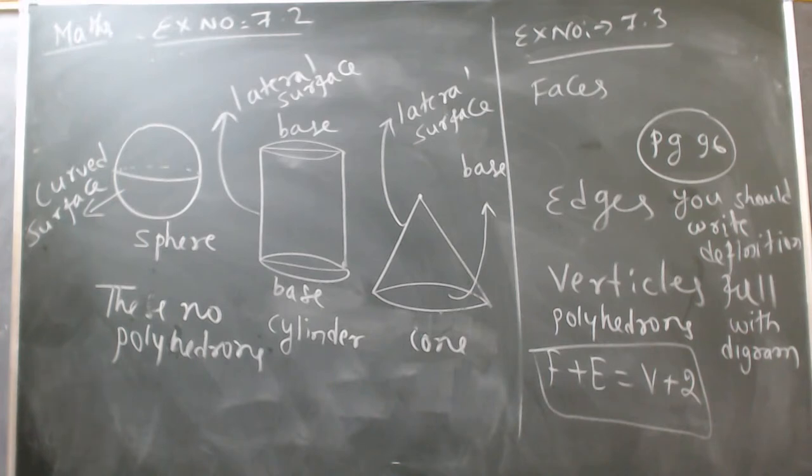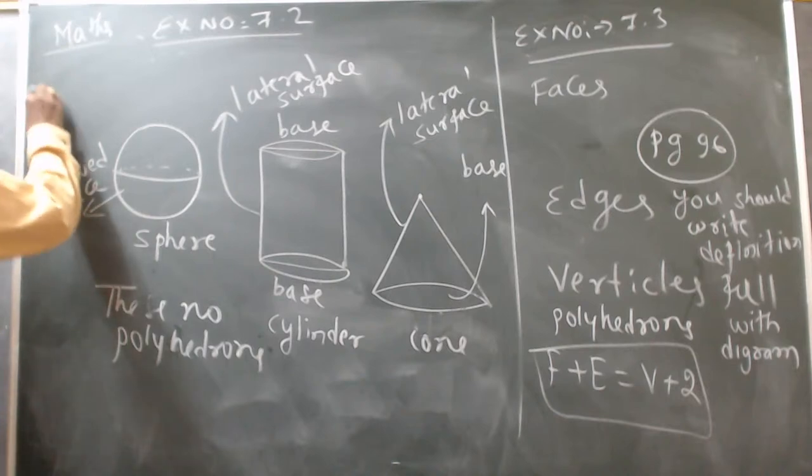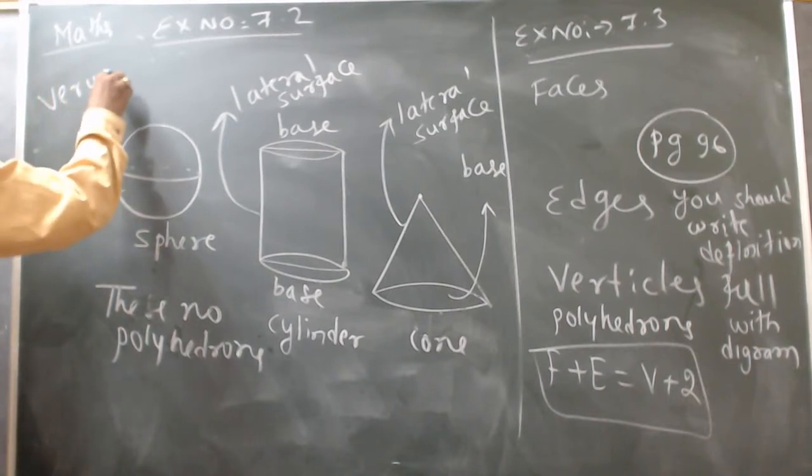After this, we have convex polyhedron. As you studied, we have not only convex, concave also. In that also, we have some. So I hope that page number 96 is very important. Page number 96 is a very important part of the chapter.